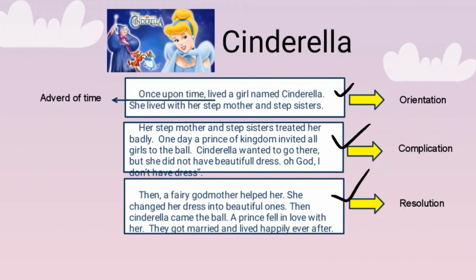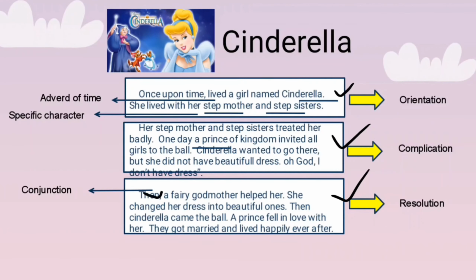Nah, sedangkan once upon a time yang bergaris bawah ini disebut dengan adverb of time, yaitu kata keterangan waktu yang sangat lampau. Kemudian ada Cinderella, her stepmother, stepsister, prince, itu adalah specific character, ada tokohnya. Dan selanjutnya ada kata then di sini. Then di sini adalah sebagai conjunction, penghubung.